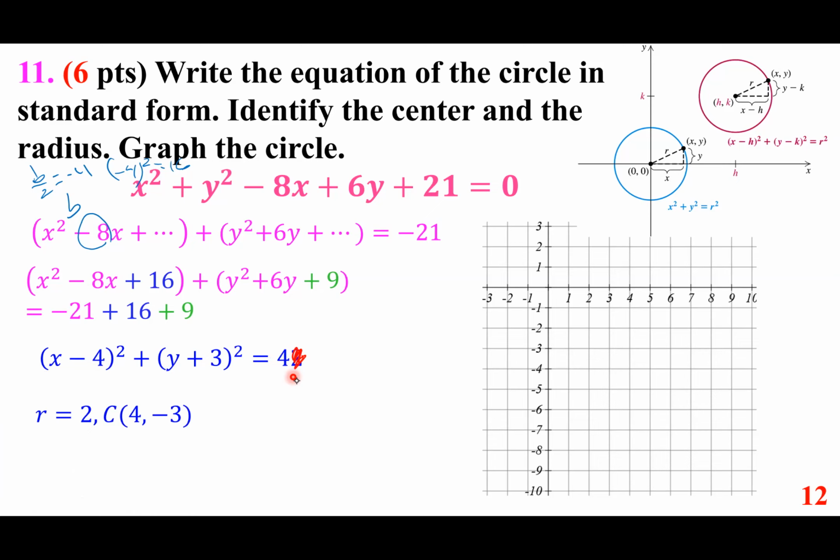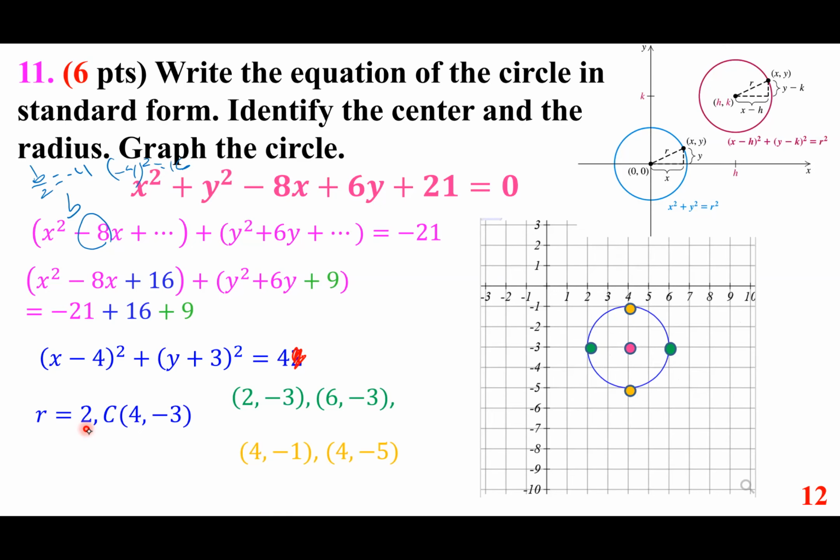Now, to graph the circle, let's look at the center and go 2 units, or r units, to the right and left, and r units, or 2 units, up and down. So right and left, up and down, put them together.